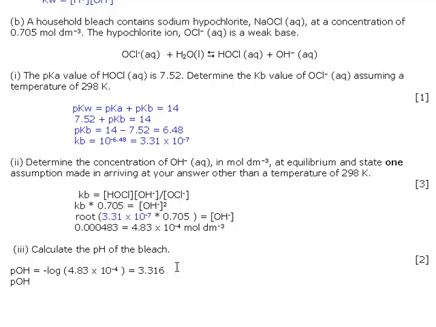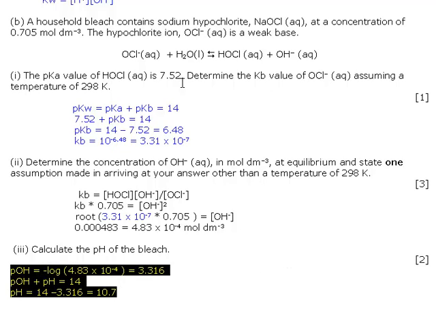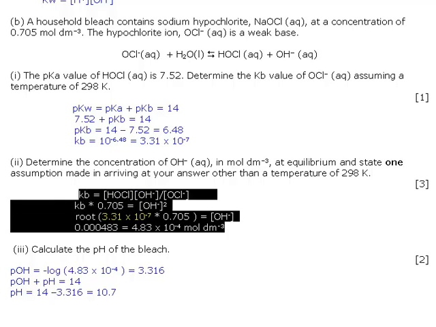And we know that pOH plus pH equals 14. Hence pH equals 14 minus 3.316, which comes to 10.68, about 10.7. And that's the end of this question.